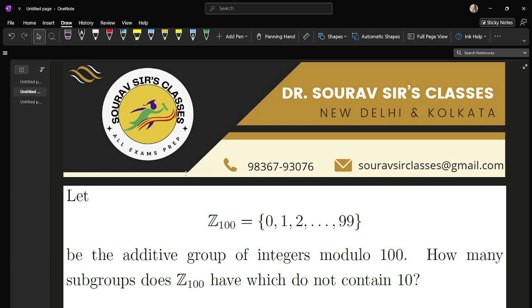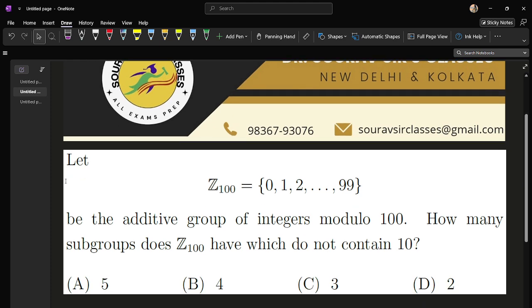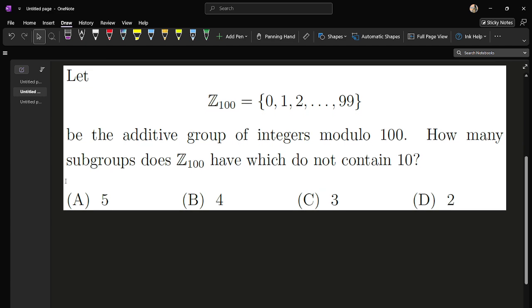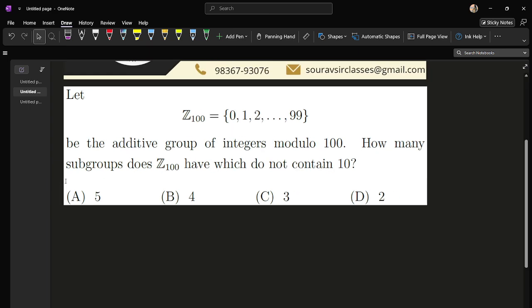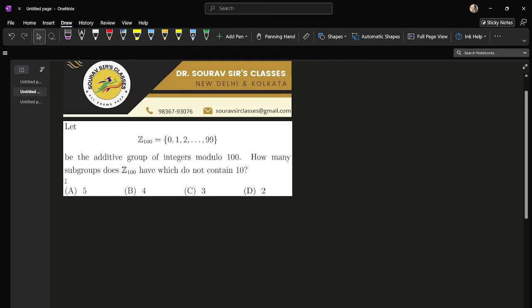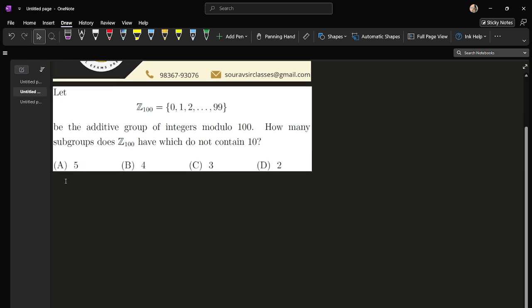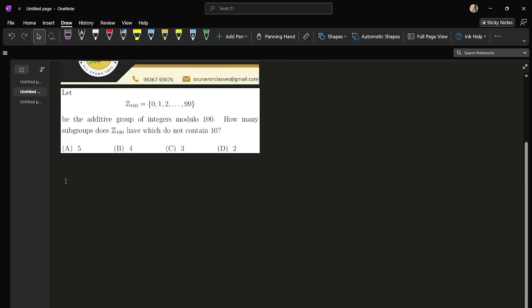Okay. So now we are going to solve a mathematical problem which appeared in the ISI MTech QROR, in the MCQ section, and the question is from group theory. The question says: let Z100 equals 0, 1, 2 up to 99 be the additive group of integers modulo 100. How many subgroups does Z100 have which do not contain 10? There are four options here, which are 5, 4, 3 and 2.